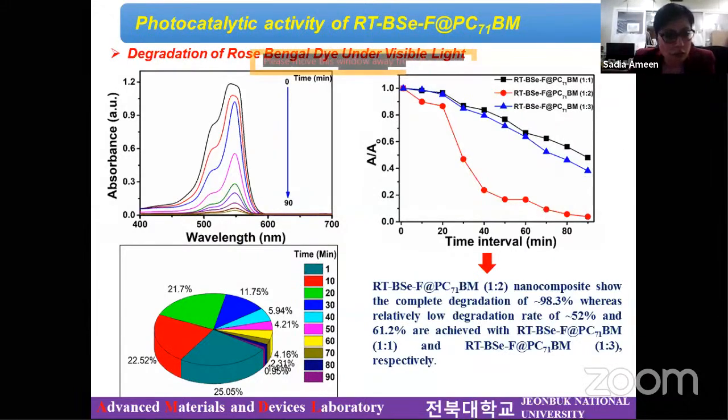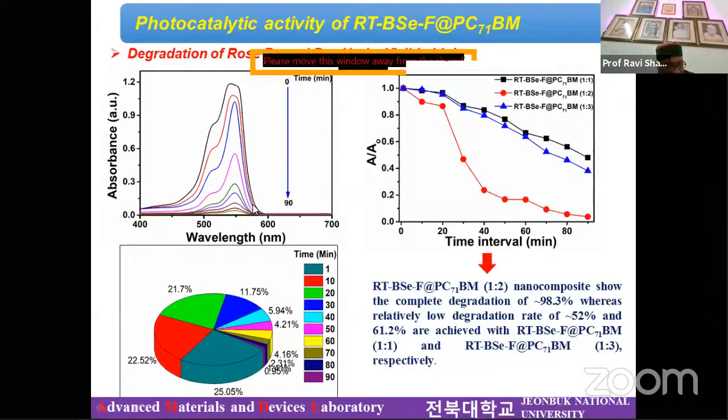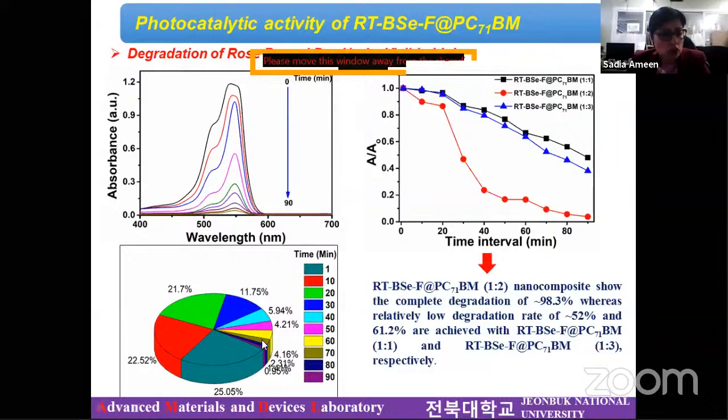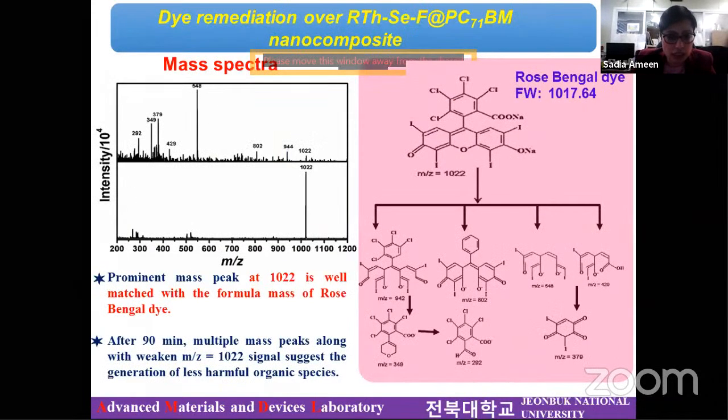So this is how we have performed it. We have done it with the UV absorption properties. And as you could see, there is a degradation in the UV absorption peak, which shows that our dye has degraded well. And from this pie chart, we have shown that most of the dye degradation has occurred within the duration of 30 minutes. Let me skip it quickly.